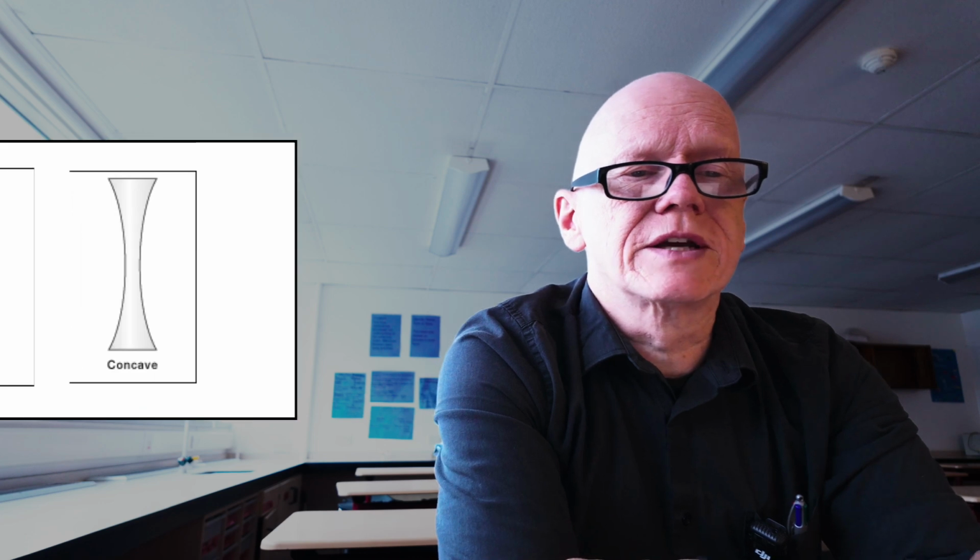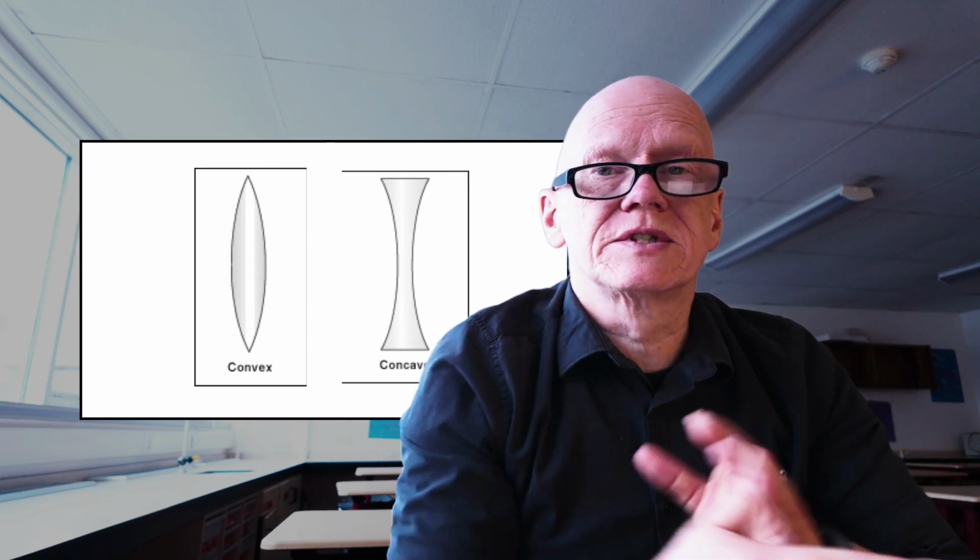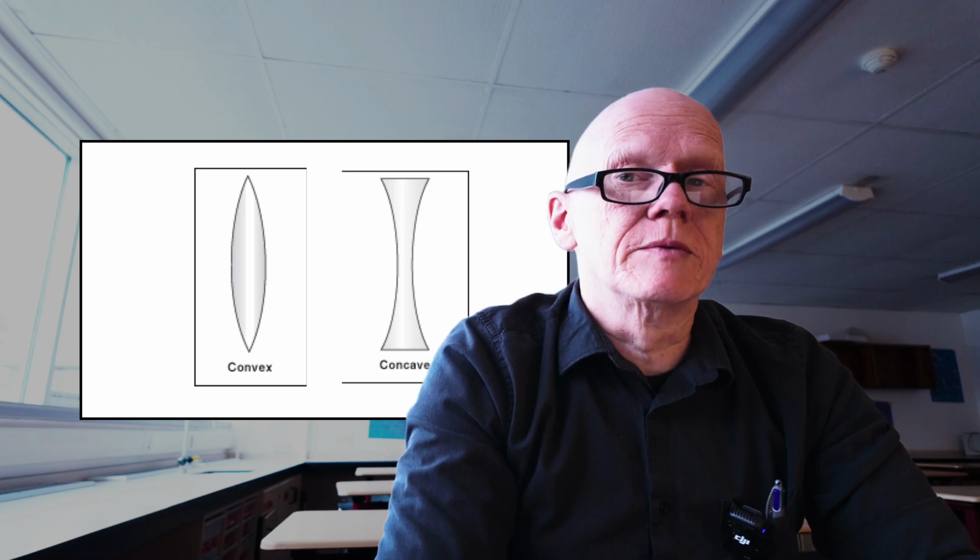We learned there are two types of lens, convex and concave. Convex is thick in the middle and brings light beams together. Concave is thin in the middle and spreads light beams apart.